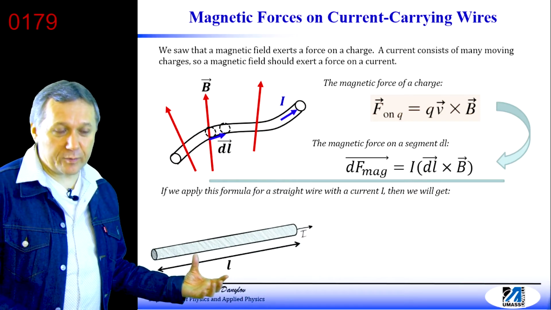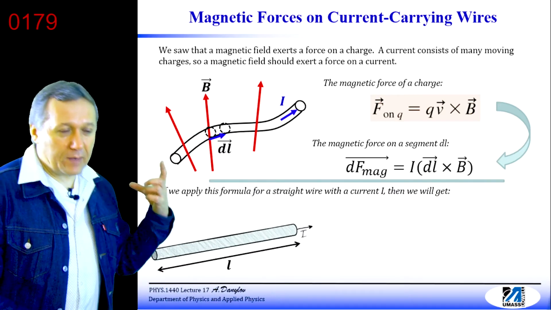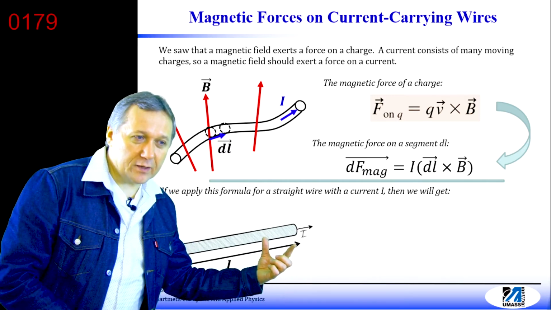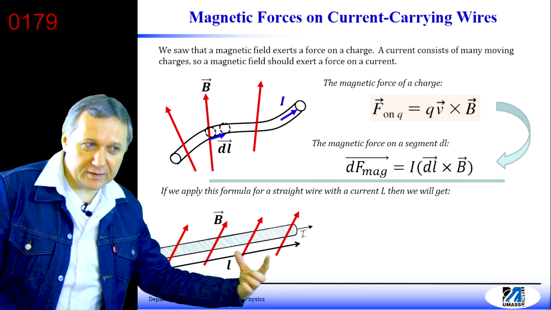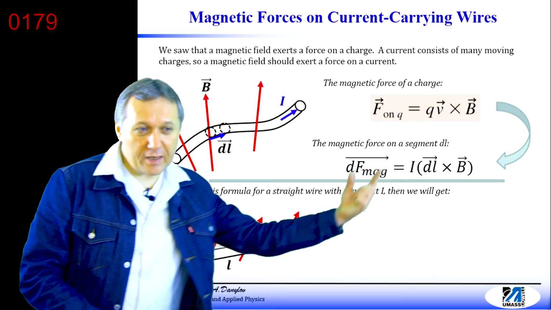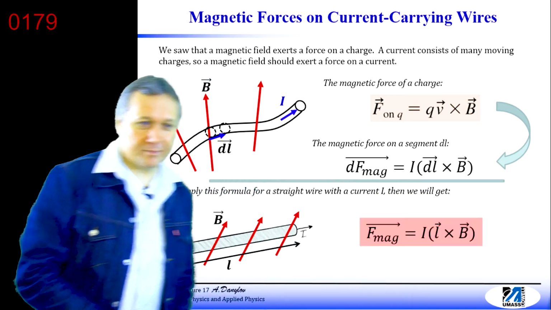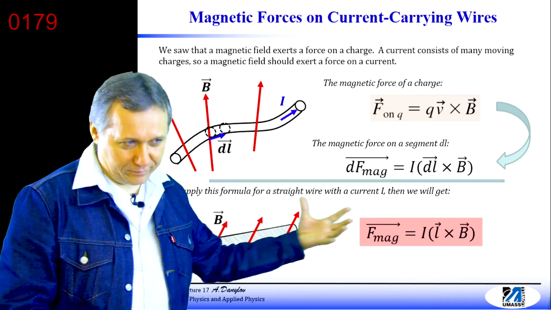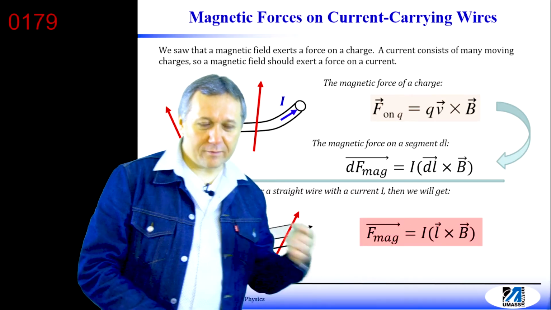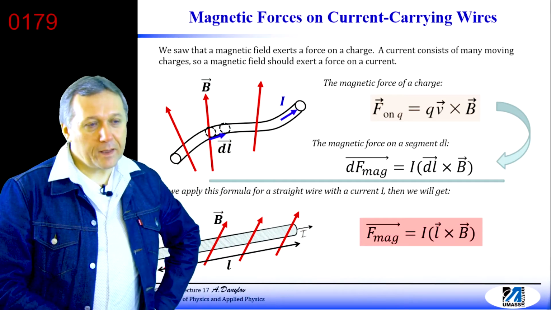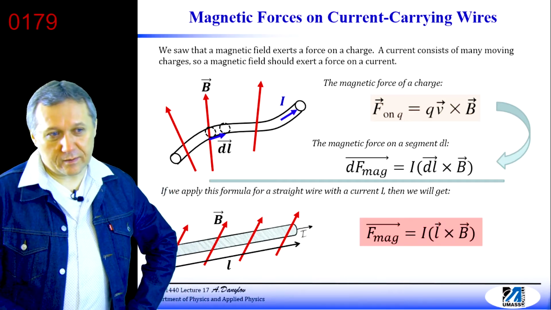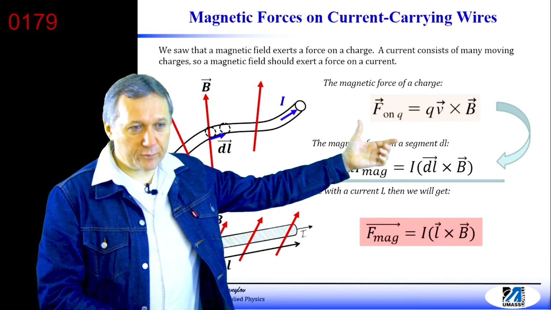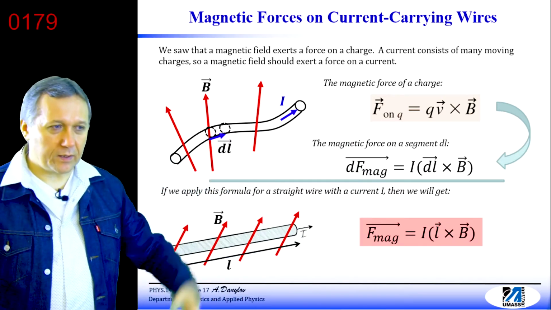So as a result, we can write the formula which gives us the magnetic force acting on a straight wire with the current I, exposed to a uniform magnetic field B. And the formula will be F equals I L cross B. That's what we're going to use quite often in this semester. Again, this is the force acting on a straight wire with current I and length L, exposed to the magnetic field B. Again, this is not a fundamental formula; it can be derived.